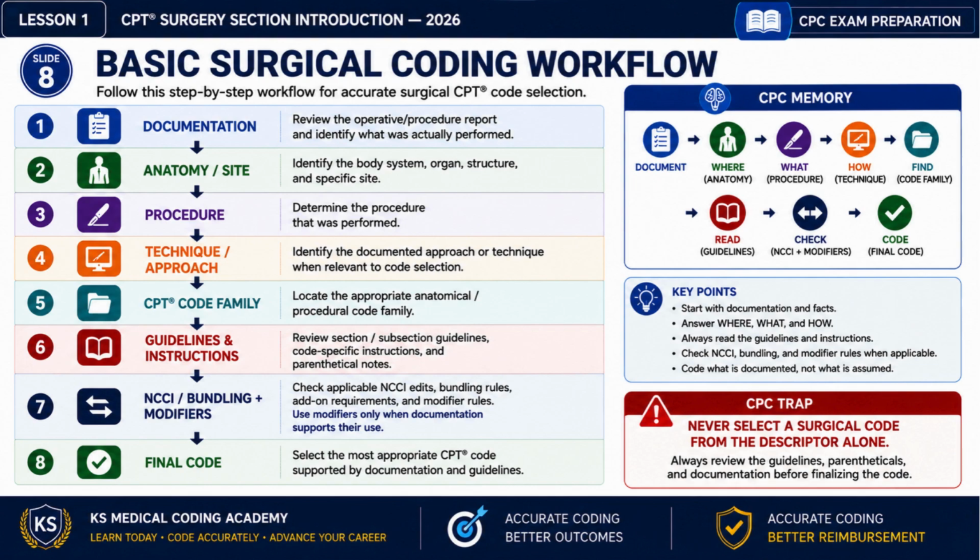Before selecting the final code, carefully review the applicable section and subsection guidelines, code-specific instructions, and parenthetical notes. Next, check NCCI edits, bundling rules, add-on code requirements, and modifiers when applicable. Remember, modifiers should only be used when the documentation and coding rules support them. Finally, select the most appropriate CPT code supported by the documentation and applicable guidelines.